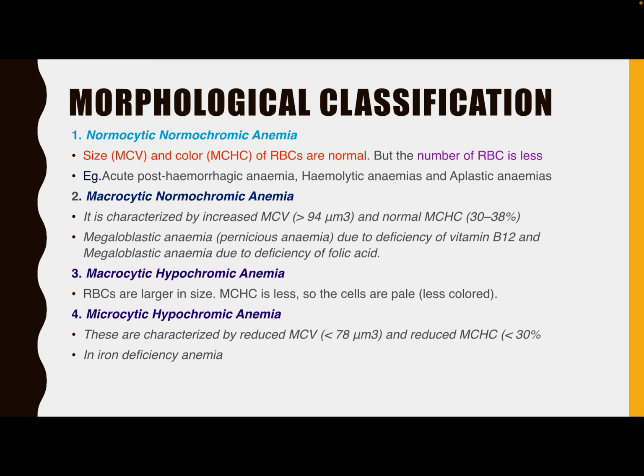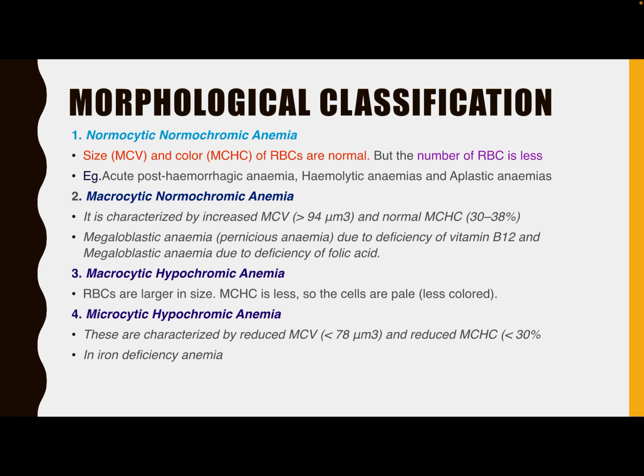Normocytic normochromic means the size and color of the RBCs are normal but the number of RBCs is less. Examples are acute post-hemorrhagic anemia, hemolytic anemias, and aplastic anemias. In macrocytic normochromic anemia, the size will be bigger and the color of the RBCs is normal, that is increased MCV and normal MCHC. It is seen in megaloblastic anemia due to deficiency of vitamin B12 and megaloblastic anemia due to deficiency of folic acid.